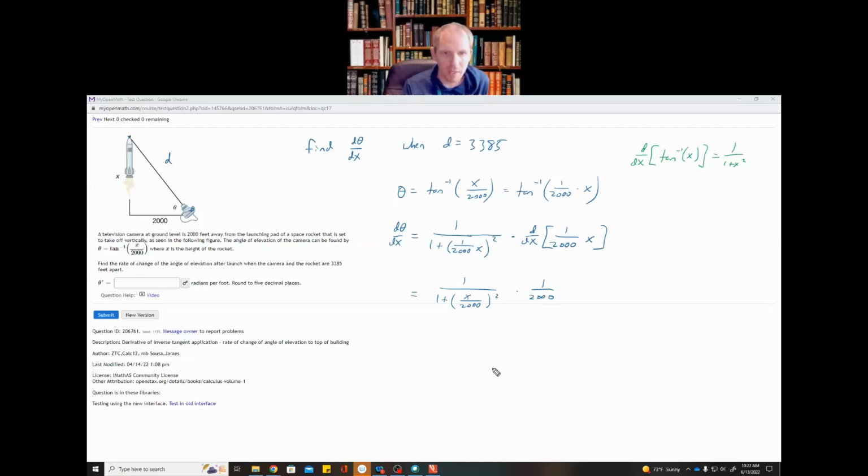Okay, now what I want to do, this is a formula for the derivative of theta. What I want to do is find that at the moment when d is equal to 3,385. What I need to do is figure out, all right, when that distance is 3,385, what is x? Because x is what I need to plug into my derivative.